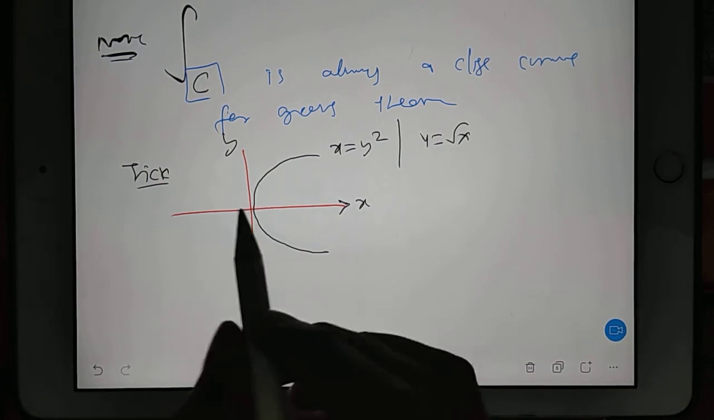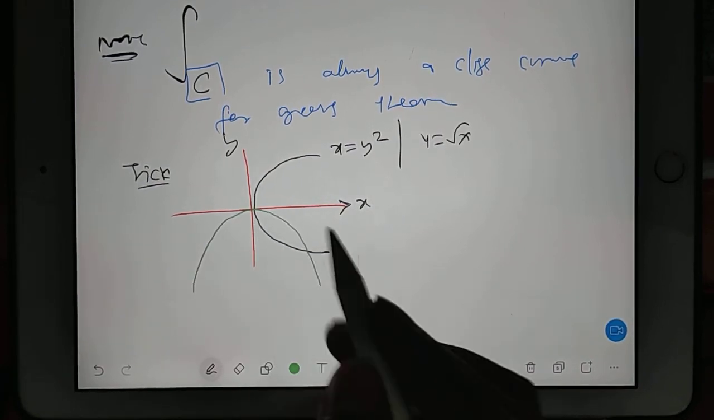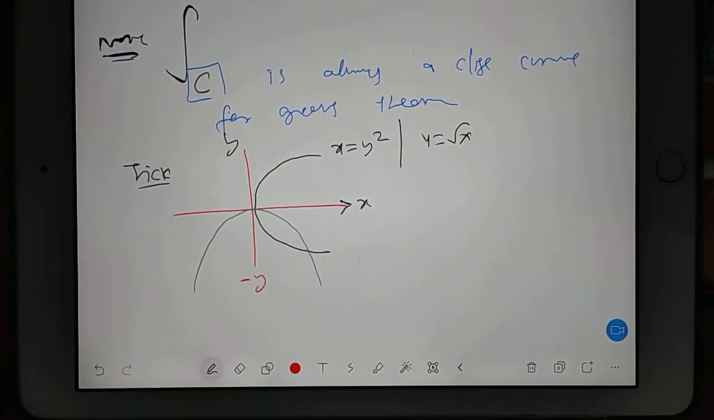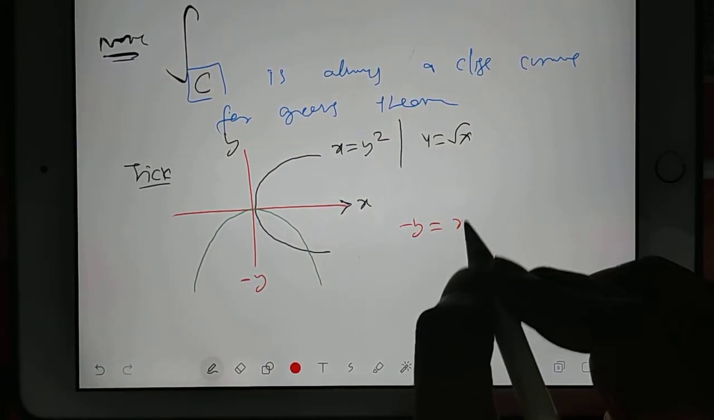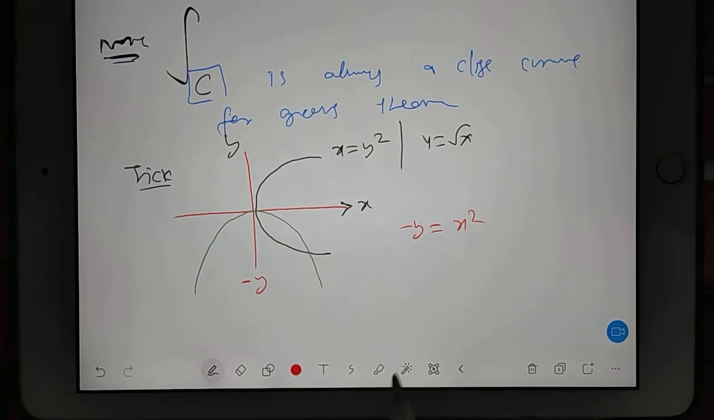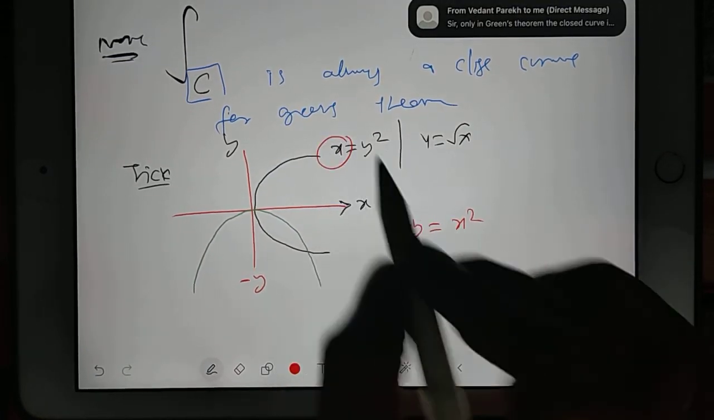Now suppose I am giving this parabola. So this parabola is covering the minus y-axis, right? So this parabola will be minus y is equal to x square. Get my point? Which axis it is covering? Same name I am giving.